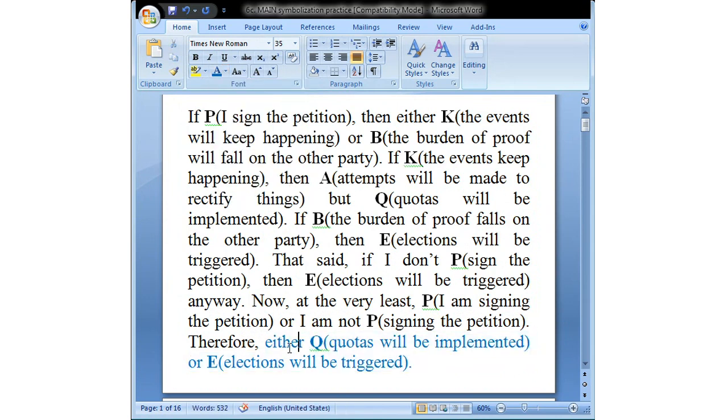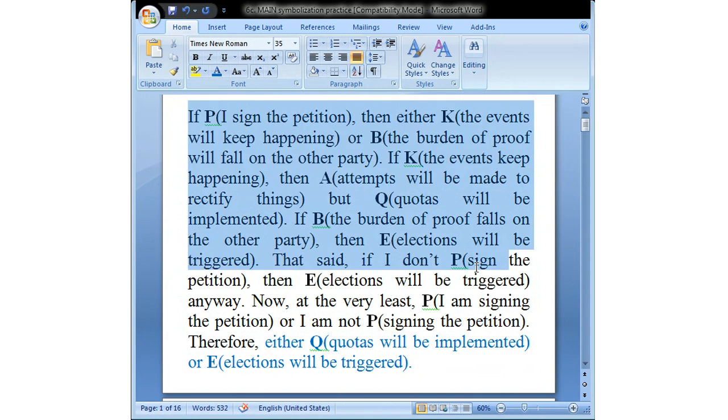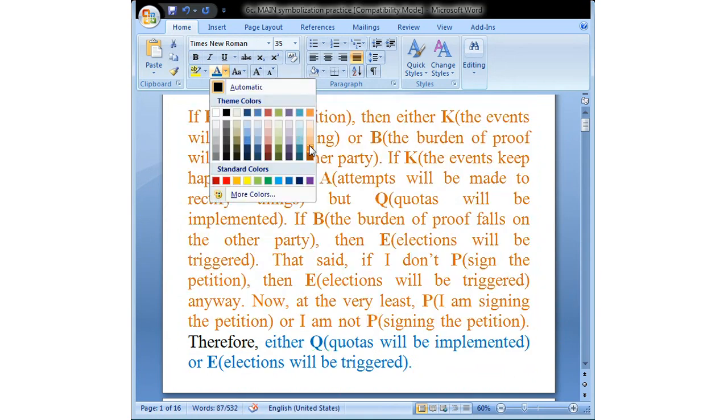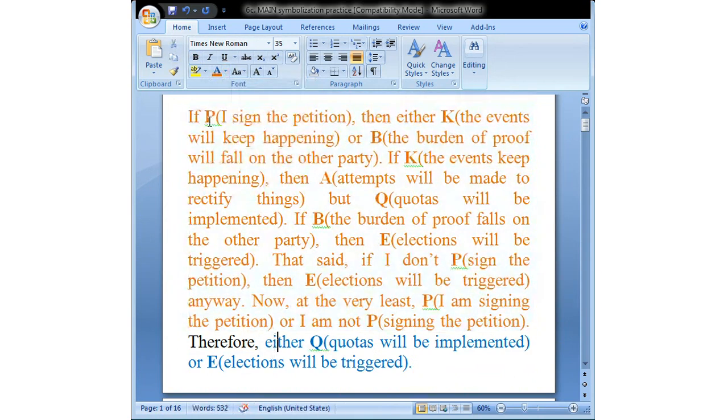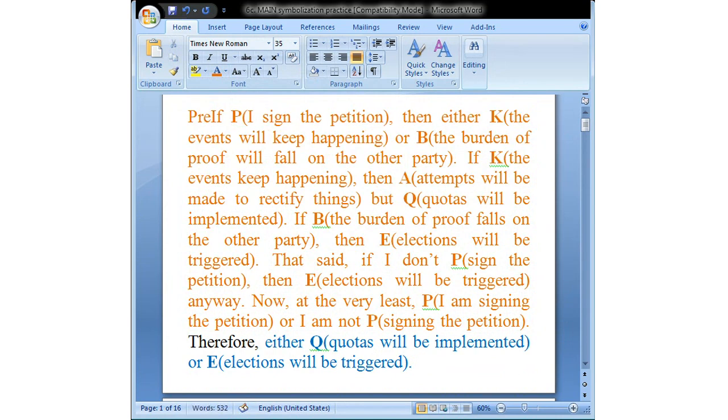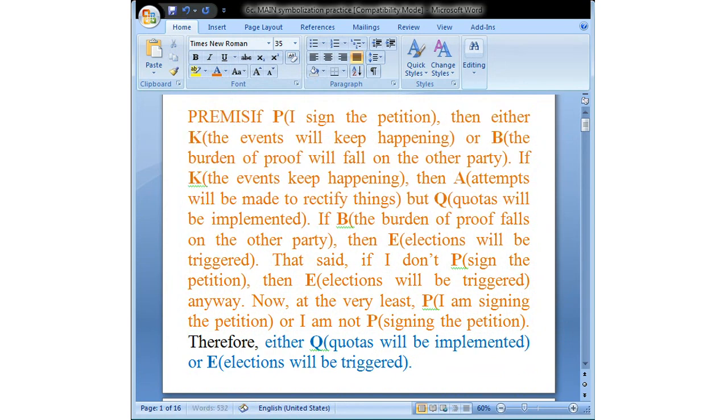Blue, right? Either Q or E, which means in this case, either quotas will be implemented or elections will be triggered. And talk is cheap, but they're not just saying that. They're saying that on the basis of everything that came before, all of the reasons offered in support. All of the reasons offered in support, they're in orange over here. These are the premises, right? So the premises, let me write this word. That's the technical term for all of the reasons given to support a conclusion.